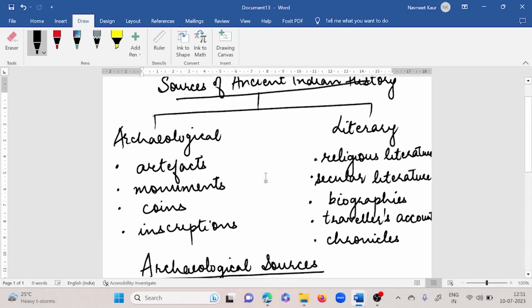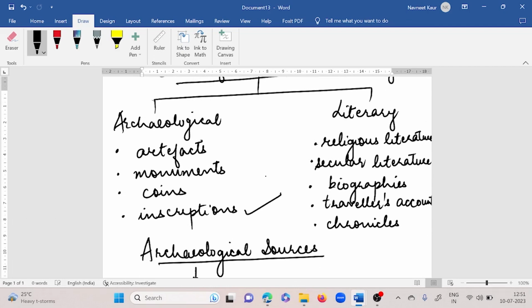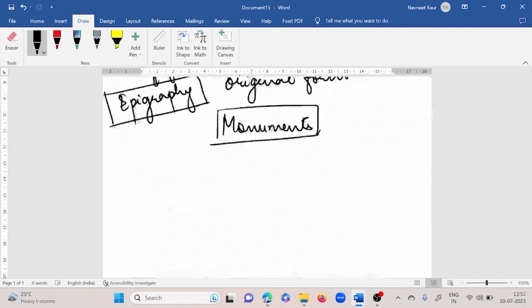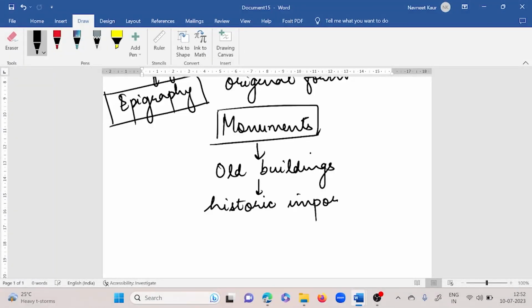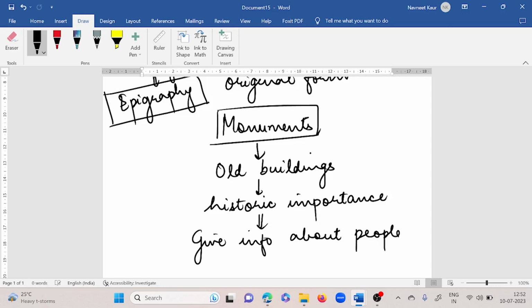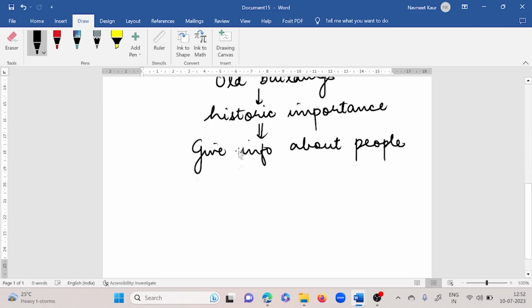Now we'll study monuments. So what are monuments? Monuments are old buildings of historic importance. And how are they important? Because they give us information about people. What information about people do they give us?